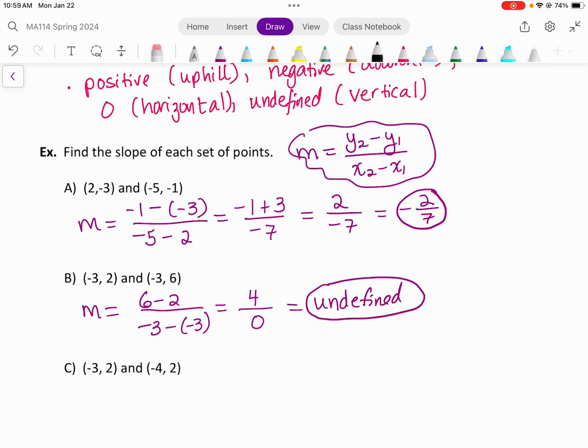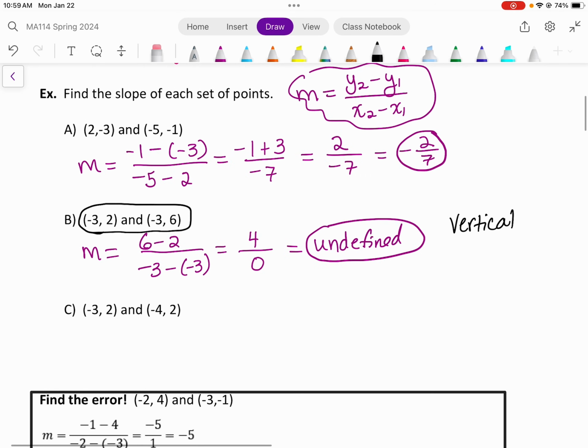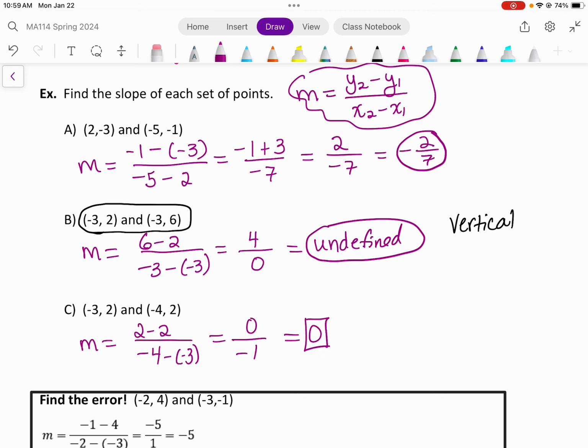If we had to describe this line, it would be a vertical line. So if you go to actually graph these 2 points, they're going to fall in a vertical line, hence the slope is undefined. And if we do this last one, we'll have 2 minus 2 on the top, negative 4 minus negative 3 on the bottom. And that's 0 over negative 1, which is 0. 0 on the top is 0. And that would indicate that you have a horizontal line.